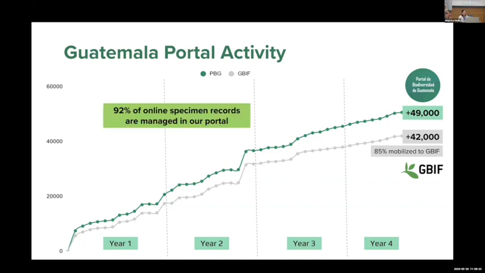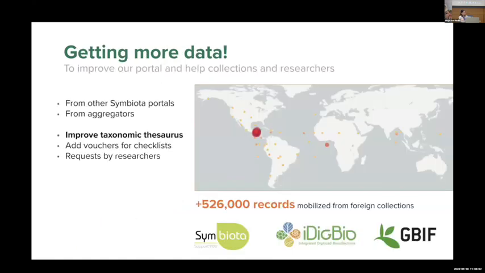Thank you. So one of the important things of our portal is that 92% of the online specimen records from Guatemalan collections are managed directly in our portal. So that makes this platform really useful for a lot of institutions. The only additional collection that is not live managed in our portal is only available in GBIF and is static. So unfortunately, we can't clean the data or do anything for now.